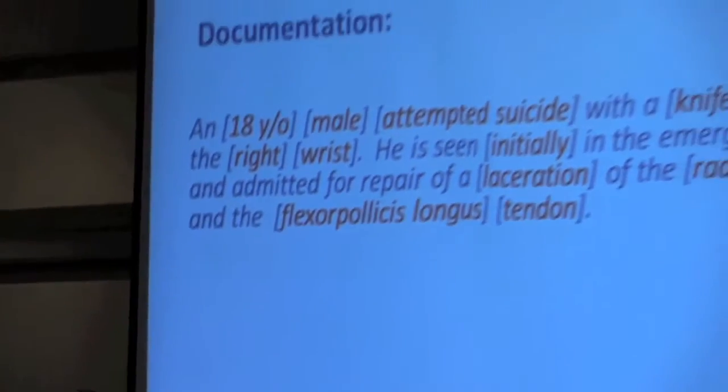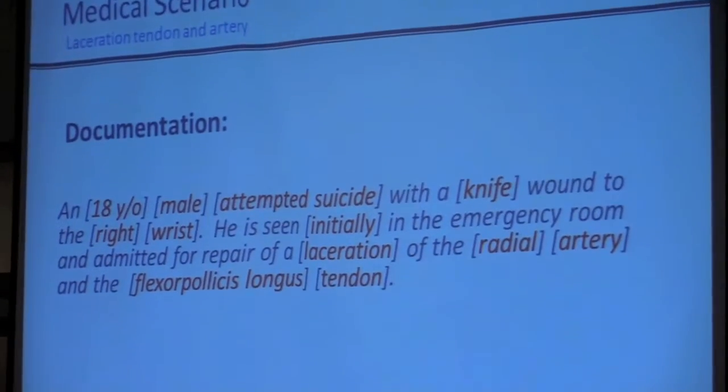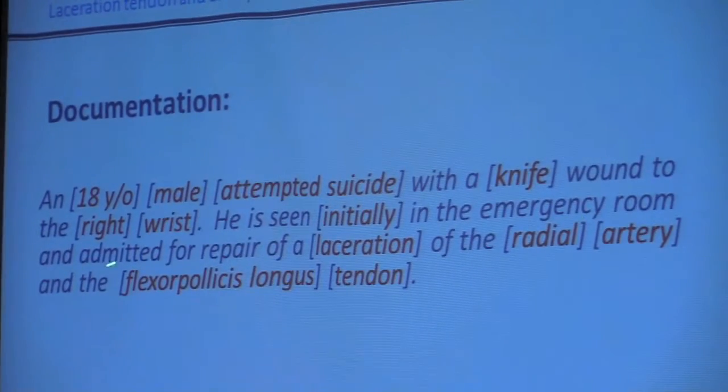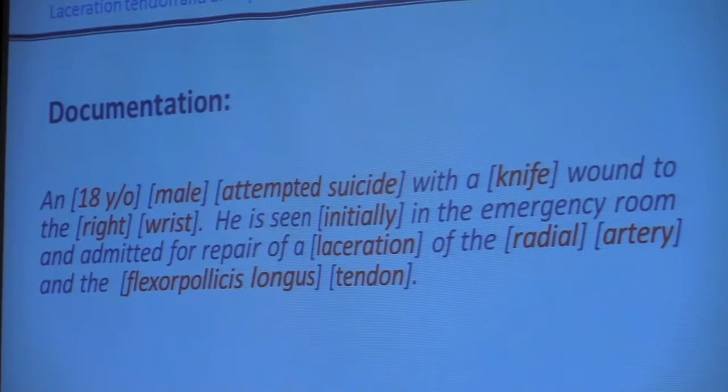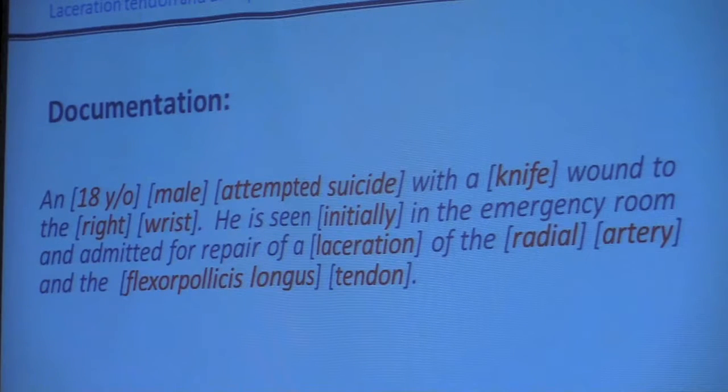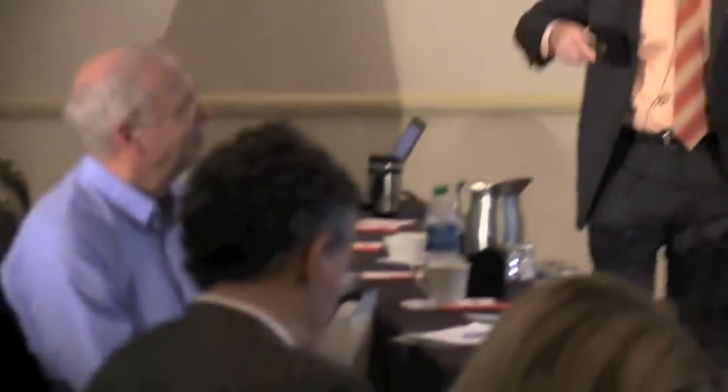All right, so now we have an 18-year-old male. He attempted suicide with a knife wound to the right wrist. He was initially seen in the emergency room and was admitted for laceration of the radial artery and the flexor pollicis longus tendon. And being well vascular trained as you are as an orthopedist, you decide, I can take care of that radial artery tear. Who needs to call the vascular surgeon? Back in the old days, we don't do that anymore.